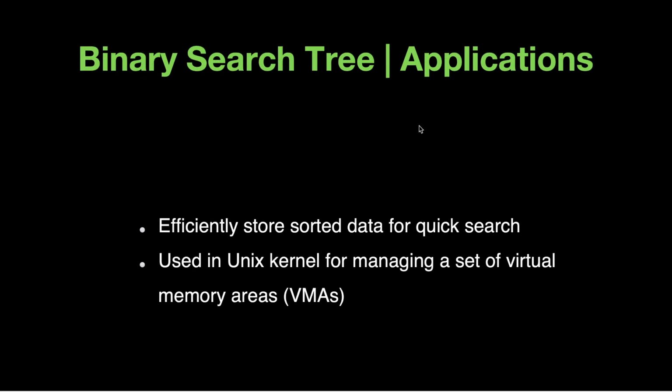And finally, talking about the applications of binary search trees, they are used for efficiently storing sorted data for quick searching, and they are used in the Unix kernel for managing a set of virtual memory areas. A binary search tree has the term search in it, so we can clearly see that it is used in search indexing problems, because we can search for a key in O(log n) time, which is quite good.